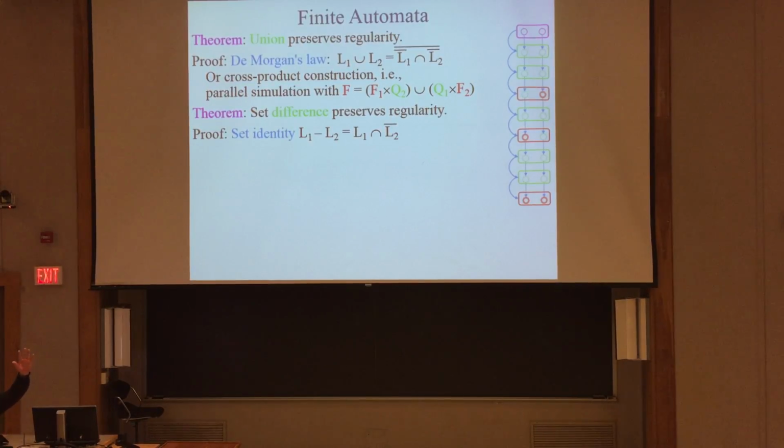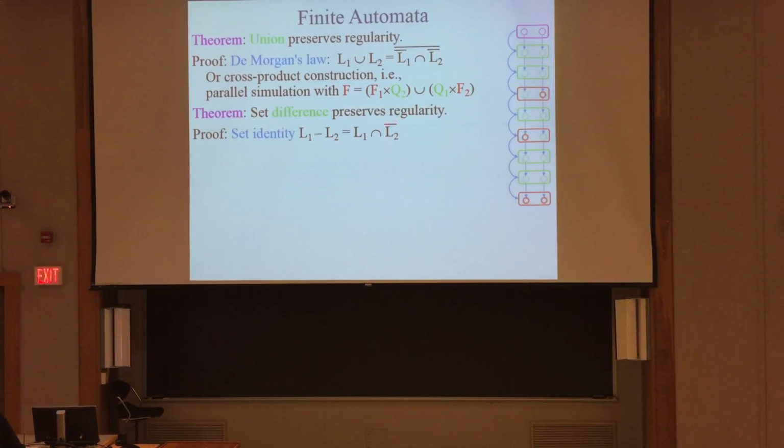How many get that concept? Okay. Or you could use a set identity saying the difference between two languages is the first intersected with the complement of the second. How many believe that this is true for arbitrary sets, never mind just languages? Okay, this is true. The difference between two sets is everything in the first that's also not in the second, to be subtracted away from it and then not being in the first. So once you do that, you see the difference preserves regularity.